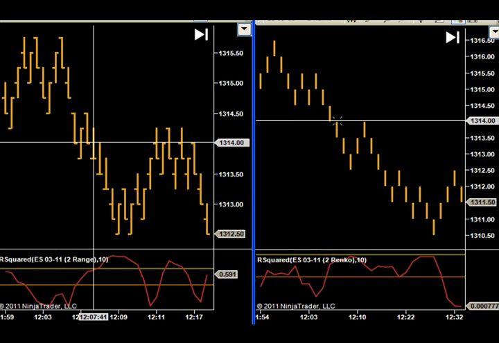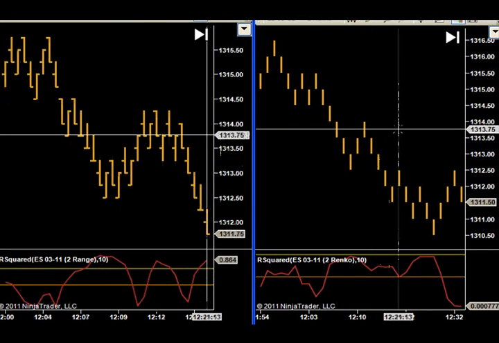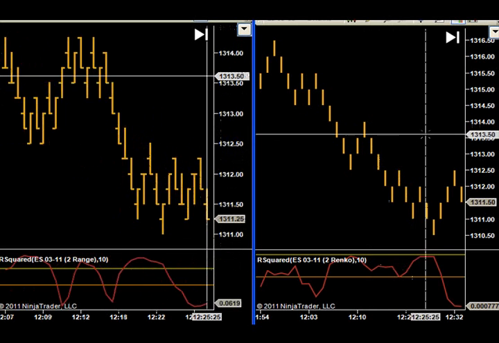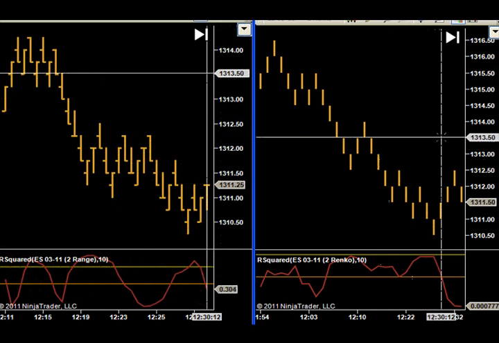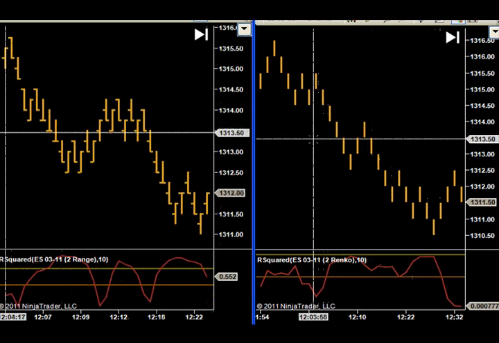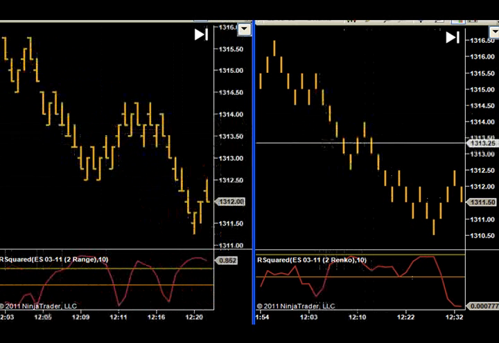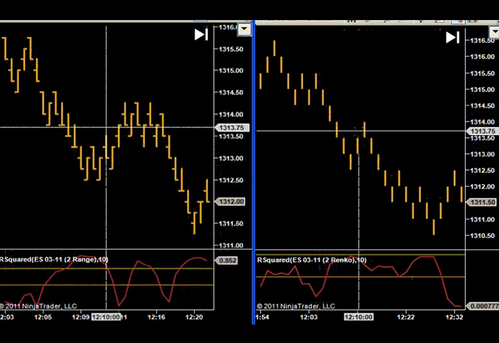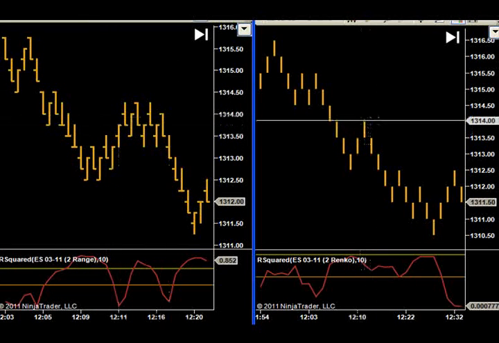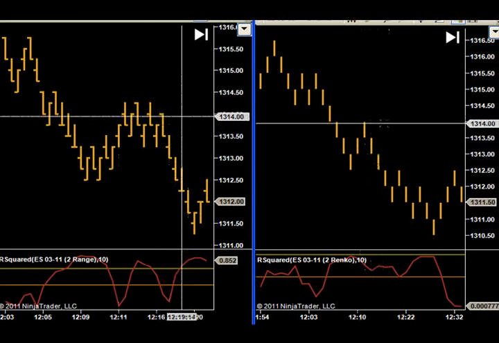And you can see the R square on the RENKO bar stays above its trigger line and goes below it right at the end of the trend right here. Whereas on the range bars, you can see the R square goes above the trigger line, down below, up above again, down below, up above. It's not nearly as smooth in that same period of time.